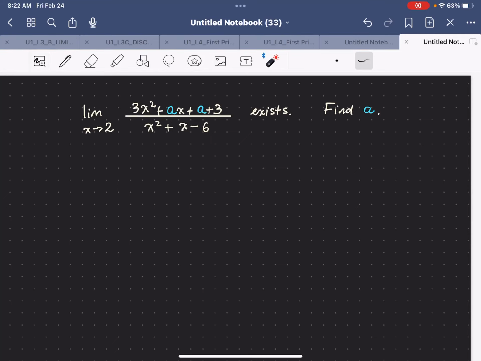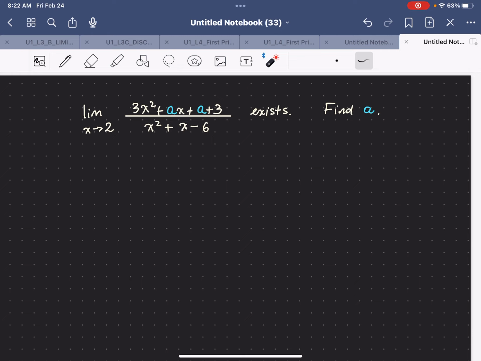We'll continue with another thinking question. This time we have the limit as x approaches 2 of a rational function. So you have a quadratic over a quadratic here. And we're told that the limit exists and we are about to find the coefficient a. As you can see here, we have a literal coefficient a, which is unknown.